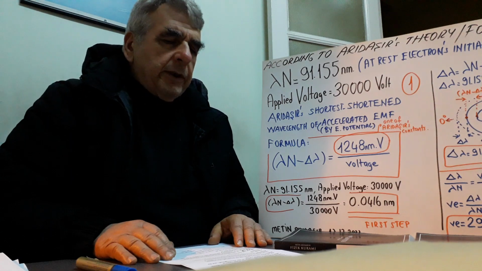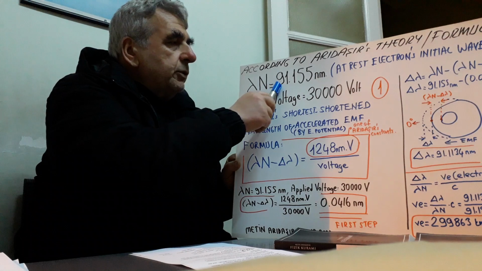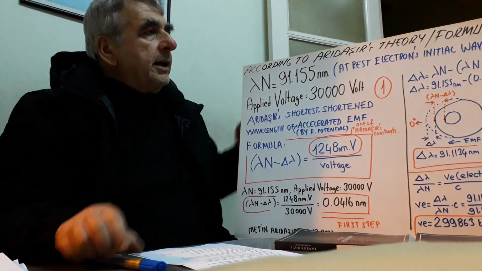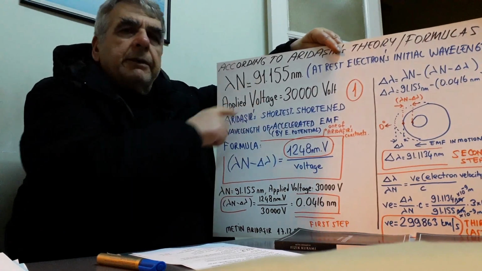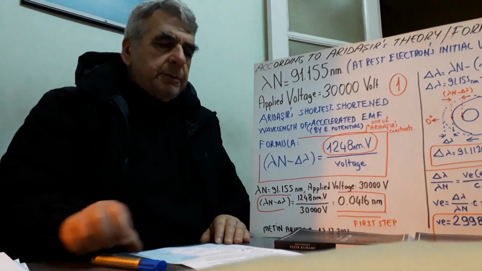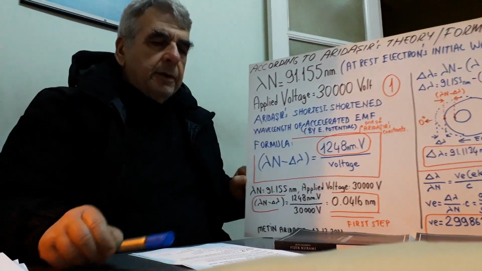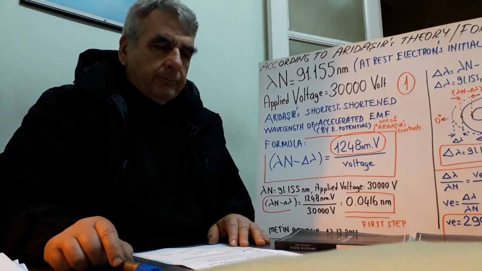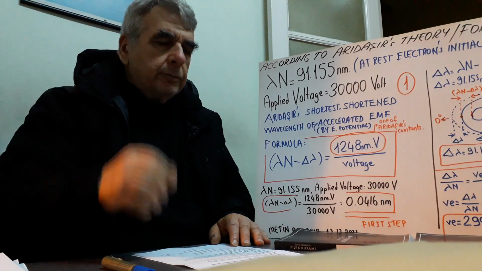Here, we use, for instance, lambda normal equal to 91.155 nanometer, the electron's initial wavelength at rest. And the voltage applied on this electron is 30,000 volts.